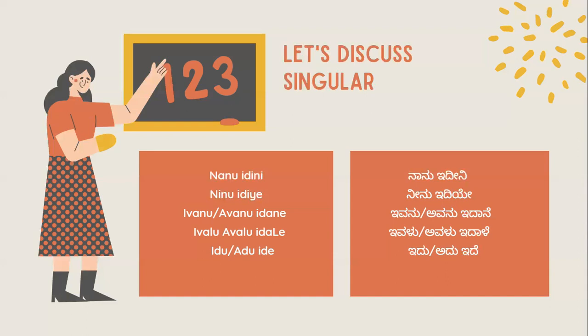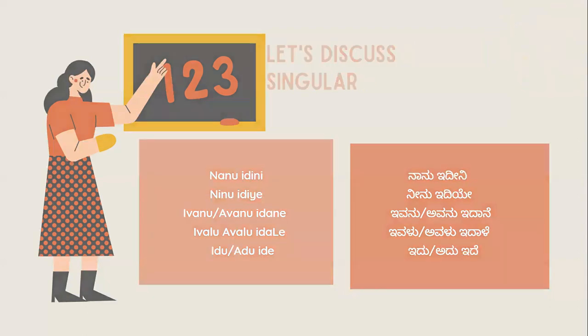Now, if you are using Neenu as a pronoun, you should use Ida. Example, Neenu classalli Ida. If it is Ivanu or Avanu, it should be Idane. If it is Ivalu or Avalu, it should be Idale. If it is Idu, Adu, it is Ide. Now, if a person's name, like Ramesh, is in class, you should say Ramesh classalli Idane. Sita classalli Idale. Pustaka table mele ide. All this.